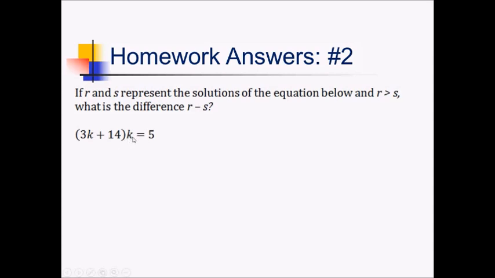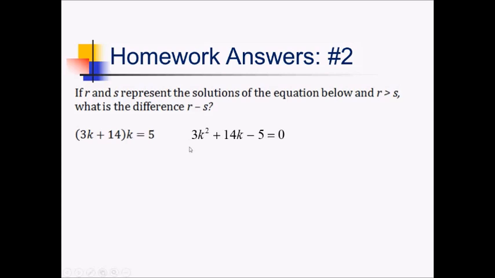So let's start by distributing that k. 3k times k gives us 3k squared. 14 times k is just 14k, so we have a plus 14k. And don't forget we have to subtract that 5 to get it over to the left side. And then we have 0 on the other side.